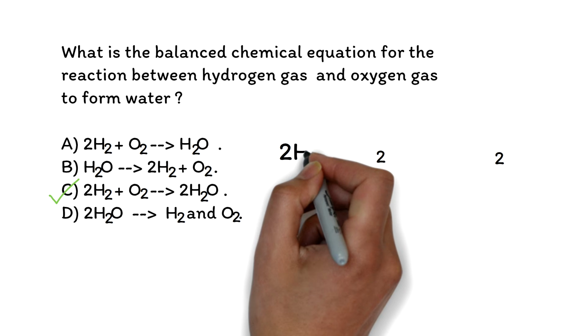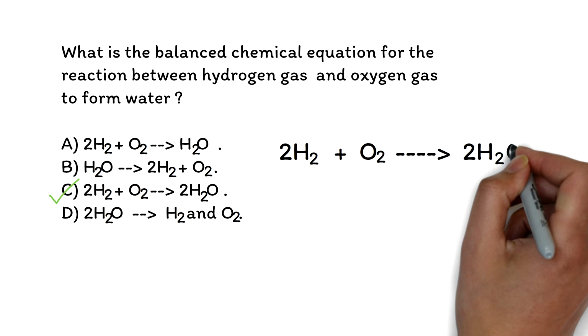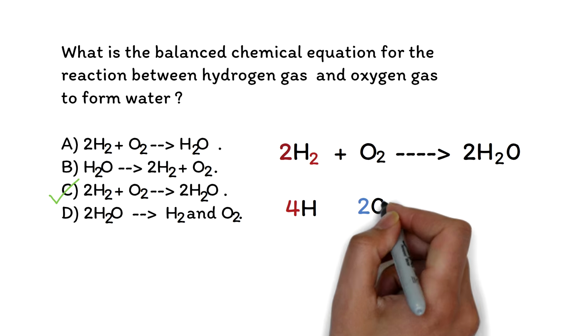2 molecules of hydrogen gas react with 1 molecule of oxygen gas to produce 2 molecules of water. Balancing equations is one of the most important things on the GED. Our work here is to make sure that there are equal numbers of atoms of each element on both sides of the equation. On the left side, there are 4 atoms of hydrogen. That is the 2 times this 2. For the oxygen, there are 2 atoms.